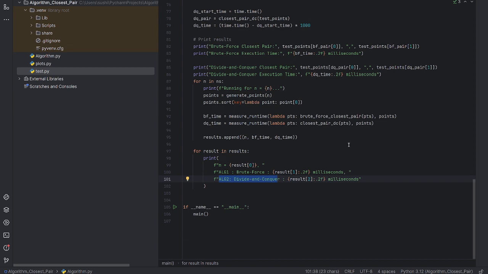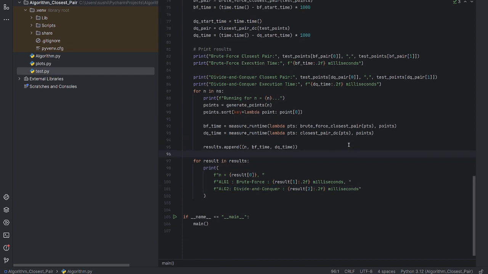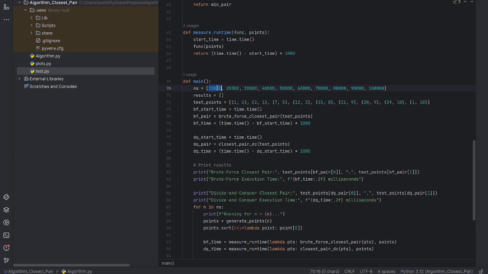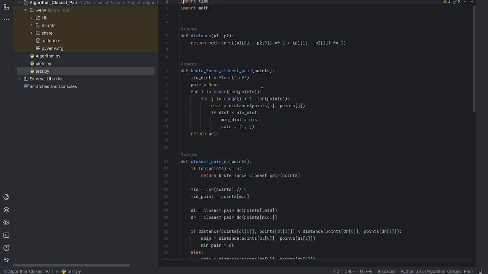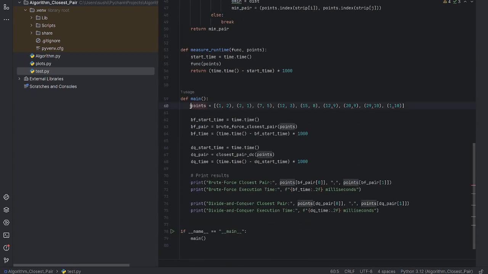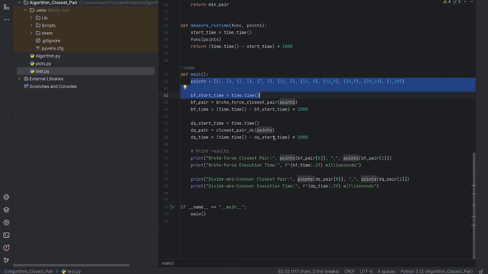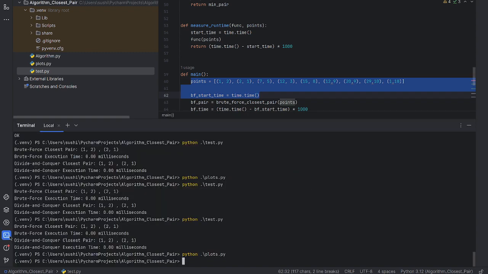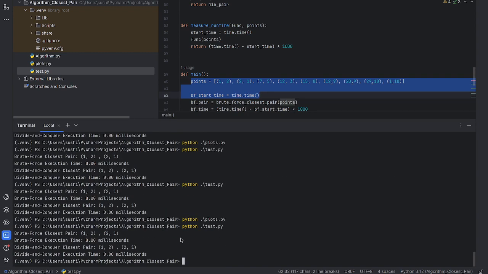If I run this code, it would take too long to execute since the input size is big. So what I've done is I've created one more file, and I've removed the generate points function since we are not randomly generating points. I've manually specified my own set of points, and I'm calling both the algorithms. If I run this code, it should output the minimum set of points using both of the approaches, the brute force and the divide and conquer.